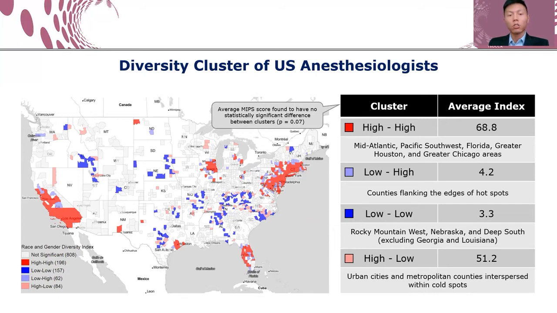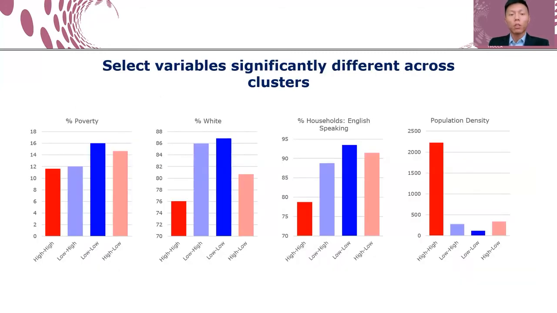Notably, the average anesthesiologist MIPS score, which is a Medicare measure for physician quality, was found to have no significant difference between these clusters. However, what does appear to be different across these clusters, maybe not surprisingly, are the demographic makeup of the counties. The low-high craters share similar economic profiles with the high-high plateaus, but they have more white and English-speaking population at lower density. On the other hand, the high-low mountain peaks are similar to low-low canyons economically, but have a more diverse and denser population.